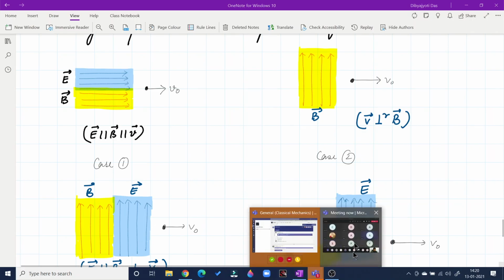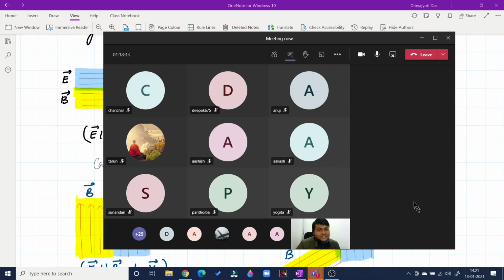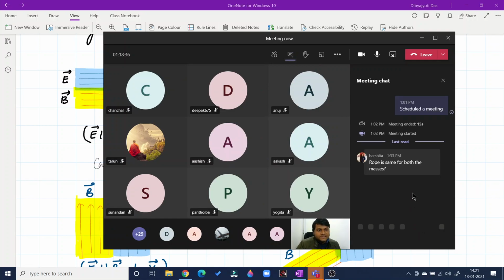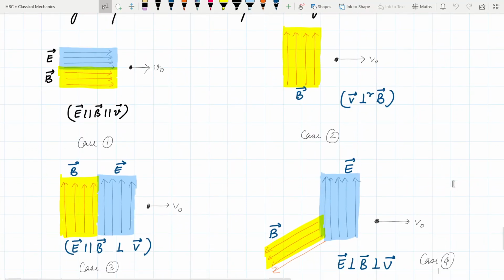Okay, so the obvious question is going to be, what are the natures of the trajectories? What do you think is the nature of trajectory for all these cases? So let's start one by one. In the first case, what should be the nature of the trajectory? Case number 1. Straight line. A straight line. Any other option? You're sure it's a straight line? Yes, sir. It's either parallel or anti-parallel.